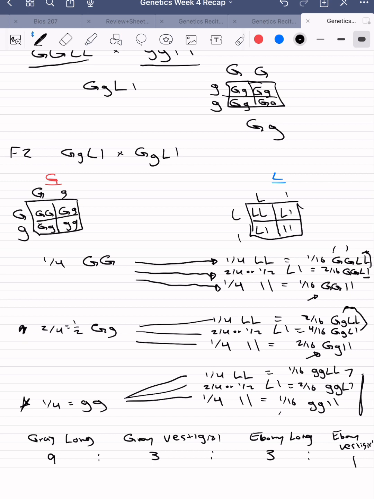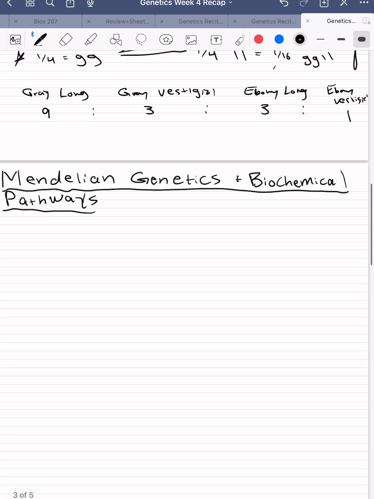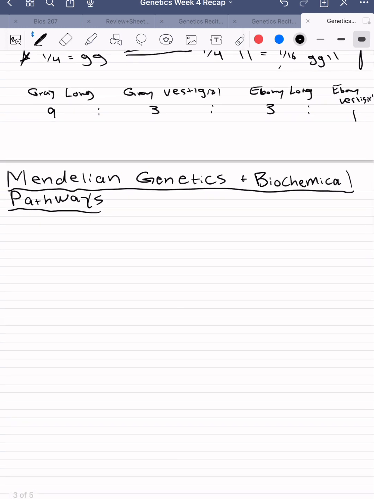And this is typically how heterozygous crosses go. This is the inheritance pattern for heterozygous individuals at both loci. It's always going to be a 9 to 3 to 3 to 1. If it differs from that, then perhaps the genes are on the same chromosome and they are crossing over or something's happening. All right, on to the next topic, which is Mendelian genetics and biochemical pathways.